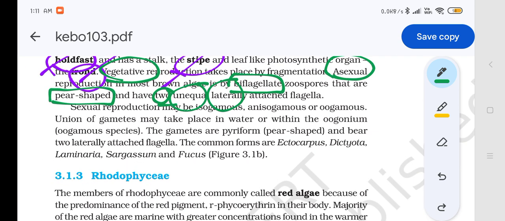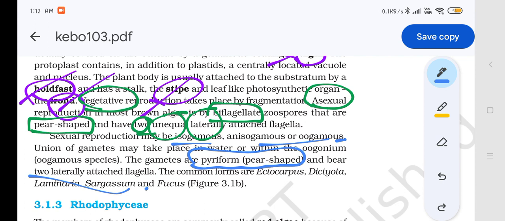Sexual reproduction may be isogamous, anisogamous, or oogamous. Union of gametes may take place in water or within the oogonium in the oogamous species. The gametes are pyriform, that is, pear-shaped, and bear two laterally attached flagella. The sexual gametes are also pyriform and bear two laterally attached flagella. In the asexual spores, they have two unequal laterally attached flagella.